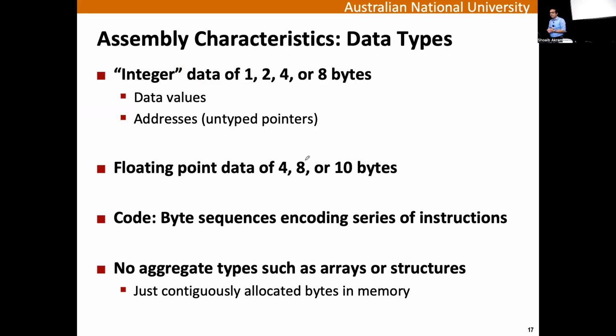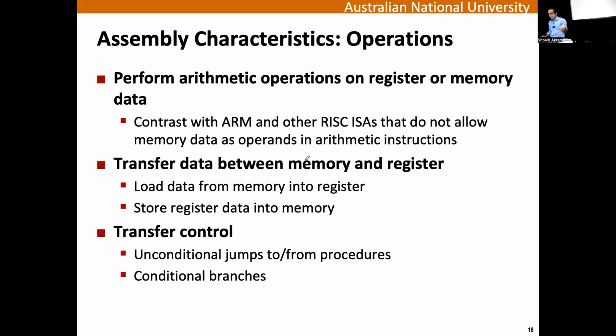Some characteristics of assembly. You have data types, which could be 1, 2, 4, or 8 bytes, and you don't have any aggregate types such as arrays or structures. These are things you know already, I think. Okay, I already said that in x86, arithmetic operations can have both a register and a memory location, which is not the case in ARM, and we will continue to revisit the differences with ARM.